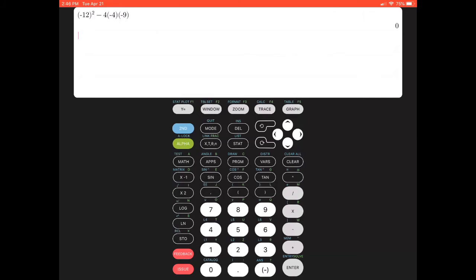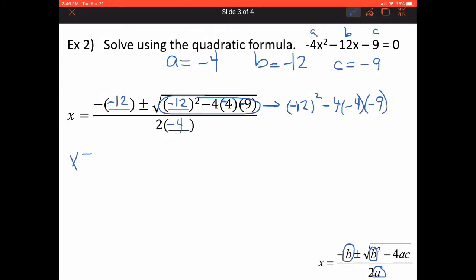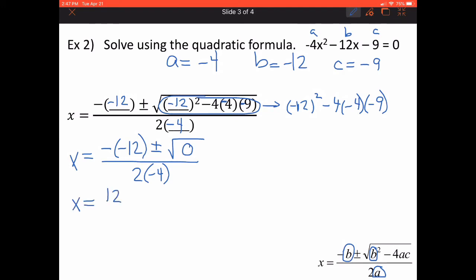All right, let's go back. Okay, so x equals, keep these outside parentheses, keep all this, plus or minus. The only thing I did was find that it was the square root of 0 now, all over 2 times -4. In my next step, I like to get rid of those extra parentheses. So x equals, so I have a negative times -12, so that's +12 plus or minus the square root of 0 all over 2 times -4, which is -8.